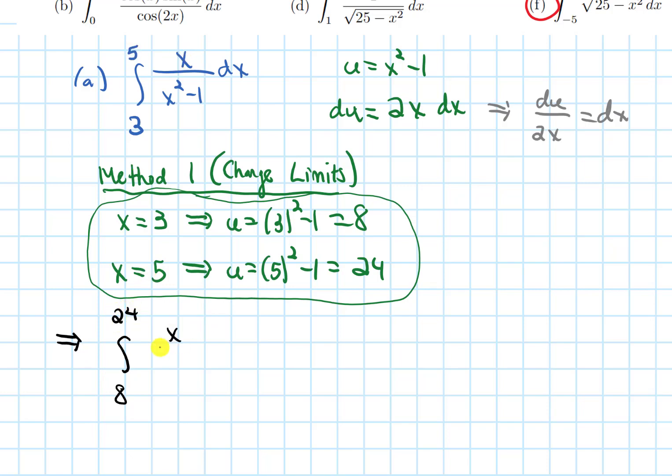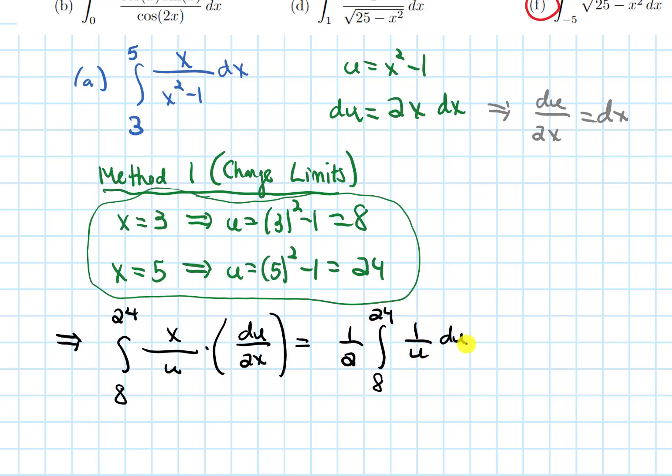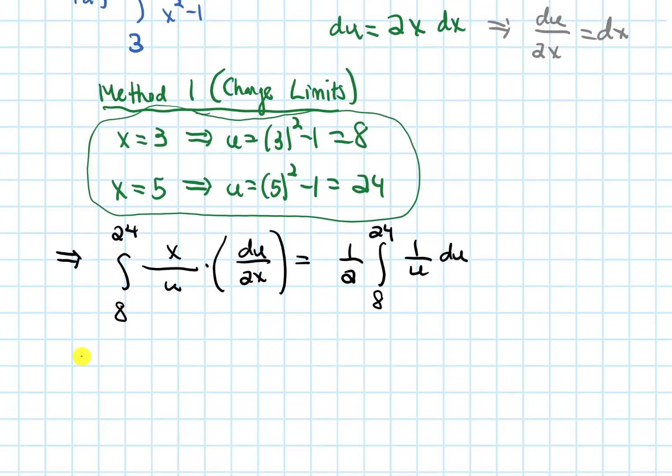Then I have this x on the numerator, the denominator becomes u, and then dx is du over 2x. All right, so the x's cancel. I can pull the 2 in front, and I get 1/2 integral from 8 to 24 of 1 over u du. That antiderivative is not bad. I just get 1/2 times ln absolute value of u. Then I've got to plug in the 24.